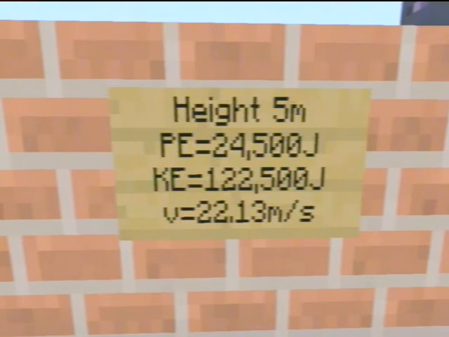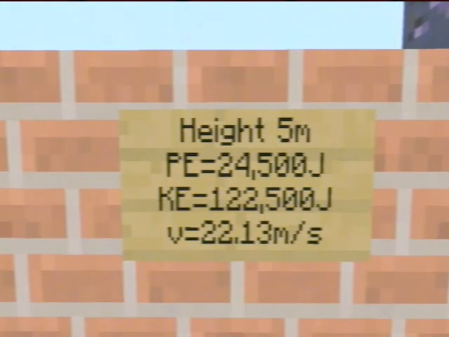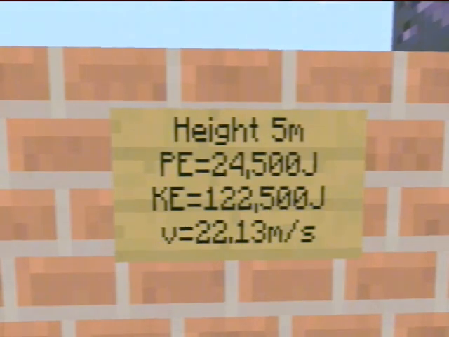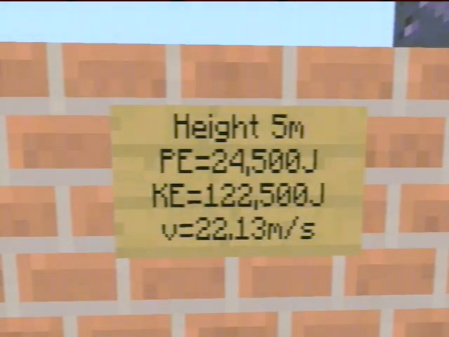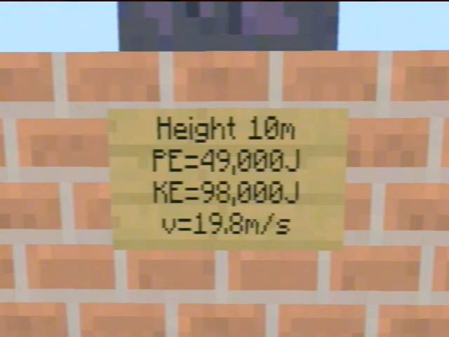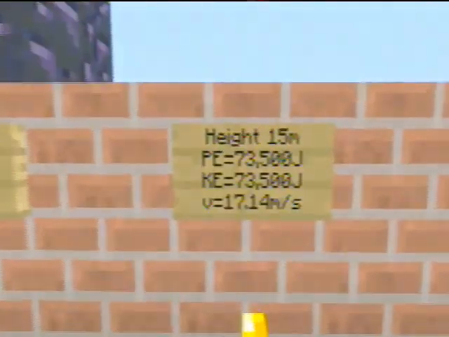At 5 meters, the potential energy will be 24,500 joules, the kinetic energy will be 122,500 joules, and the velocity will be 22.13 meters per second. At 10 meters, the potential energy will be 49,000 joules, and the kinetic energy will be 98,000 joules, with a velocity of 19.8 meters per second.